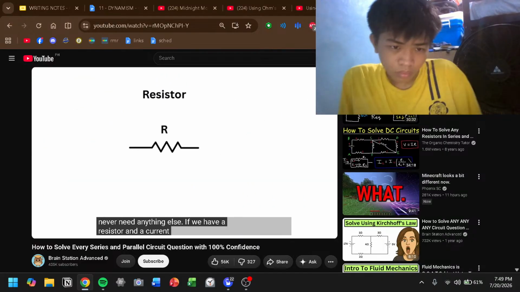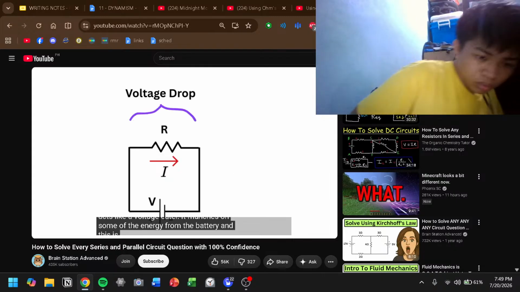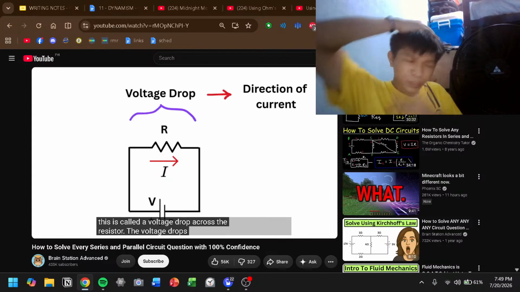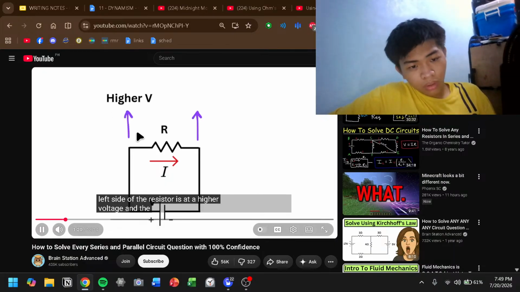If we have a resistor and a current flows through it in this direction, then the resistor acts like a voltage eater. It munches on some of the energy from the battery, and this is called a voltage drop across the resistor. The voltage drops in the direction of the flow of the current. So, if the current goes left to right, the left side of the resistor is at a higher voltage, and the right side is at a lower voltage.